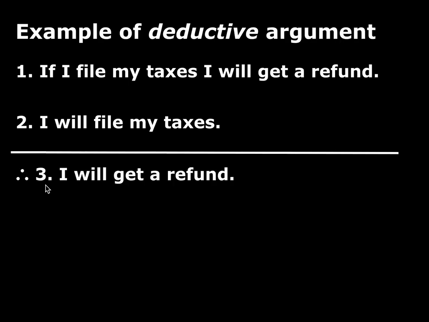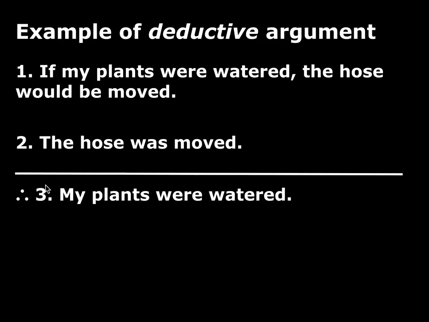But compare that to this. This also might be a deductive argument. I might go through this reasoning and think that the conclusion follows with complete certainty from the premises, but you'll see it doesn't, right? If my plants were watered, the hose would be moved. The hose was moved, therefore my plants were watered. Now you should be able to see why this isn't good, right?